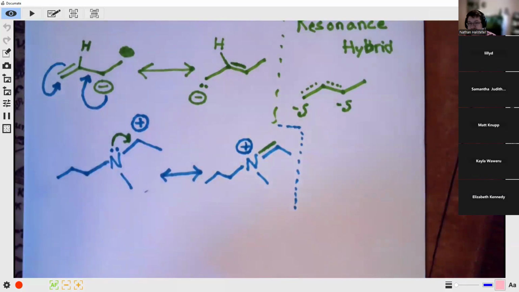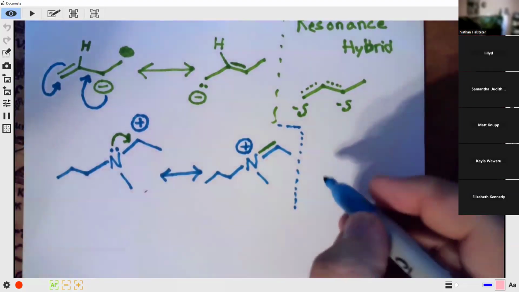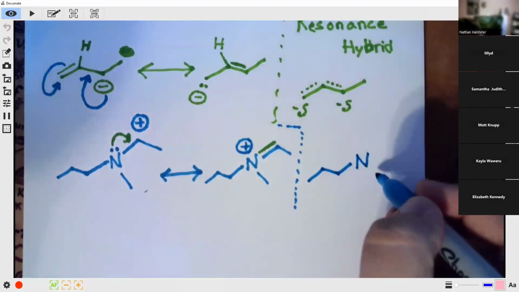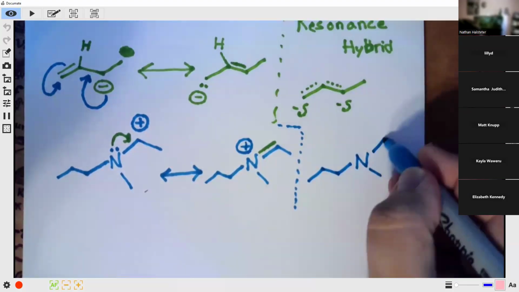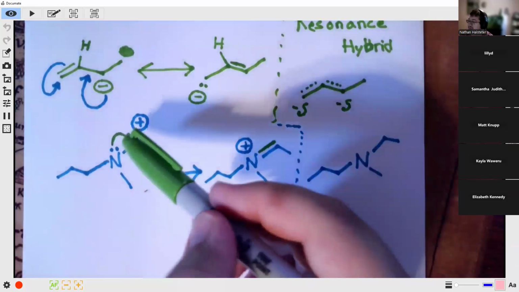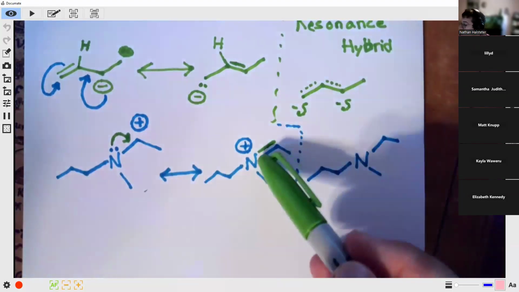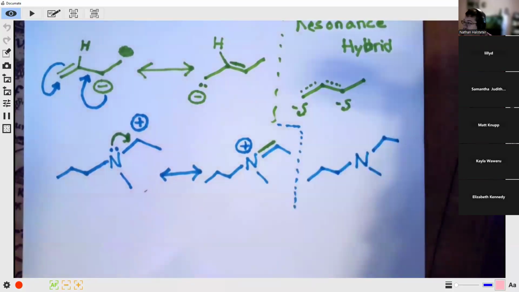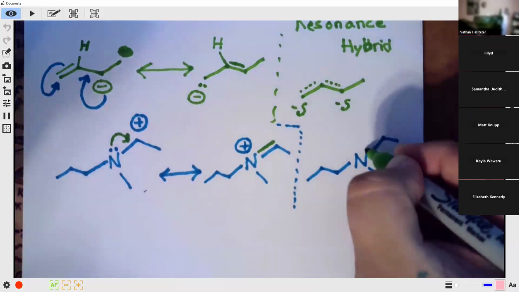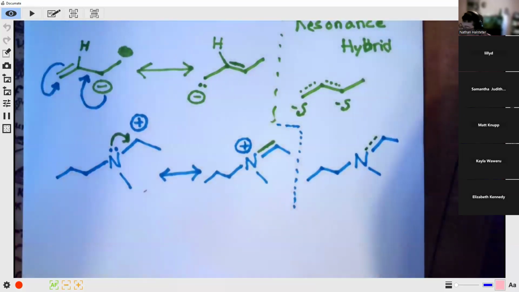So let's look at another resonance hybrid. We're going to draw anytime we have a single bond. And now we want to start thinking about, okay, where are double bonds sometimes? There's only one bond that changes in this one. So sometimes there's no double bond here, and sometimes there is a double bond here. So to show that, again, we do that sort of dashed line.